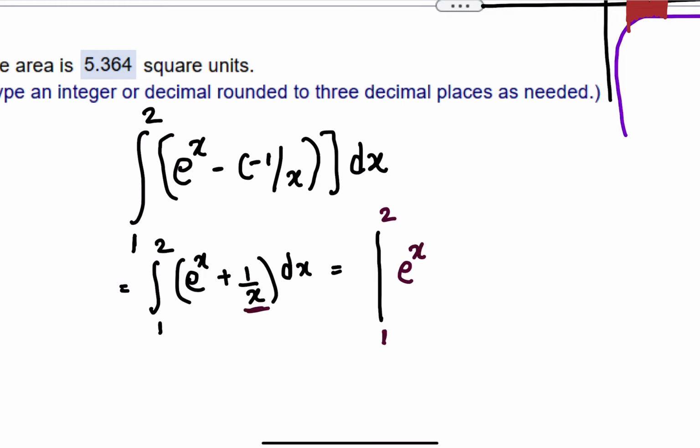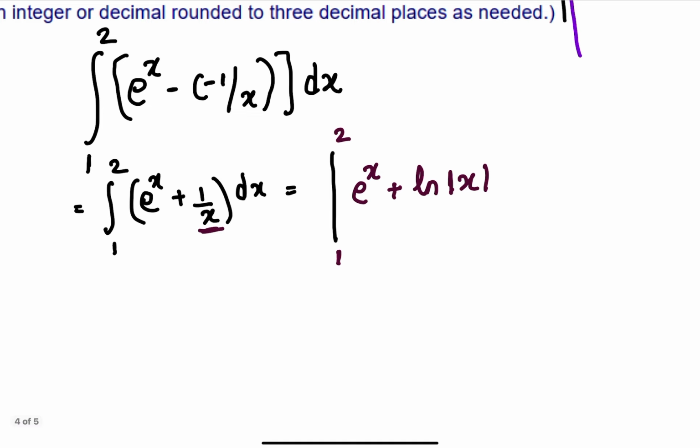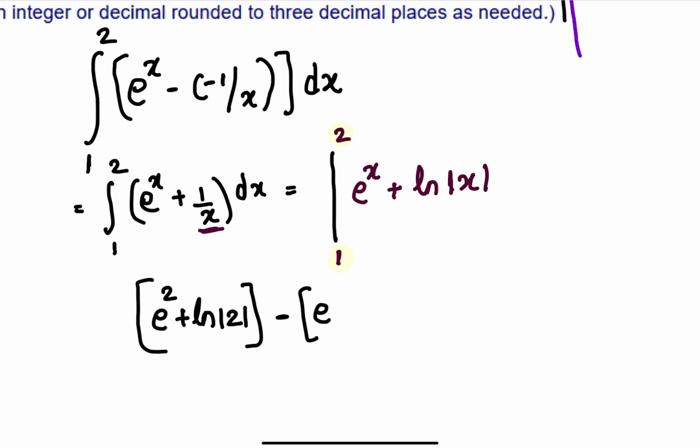Integral of 1 over x is plus ln absolute value of x. And now I have to plug in my interval, upper bound, lower bound. So let's go ahead and plug in my upper bound first, which is e to the power 2 plus absolute value of ln 2, minus my lower bound, e. I like to put parentheses here, please make that a habit so you don't make any mistakes: e to the power 1 plus ln 1. ln 1 is a 0.